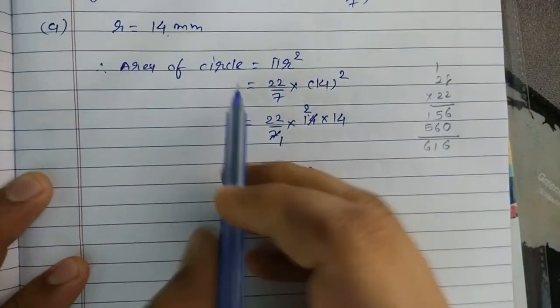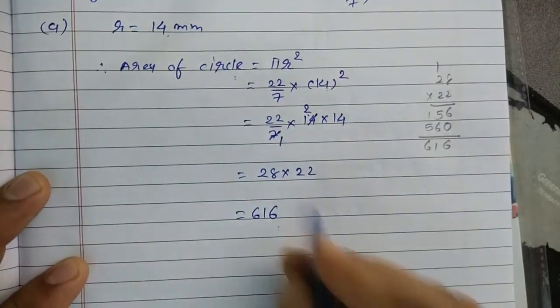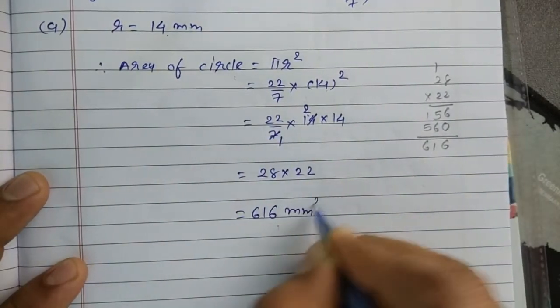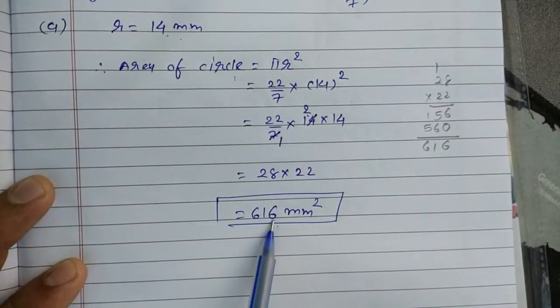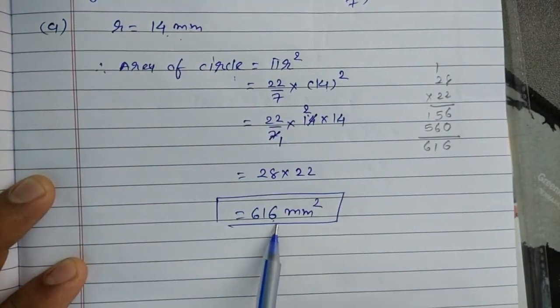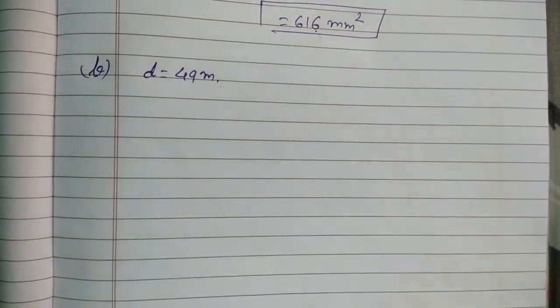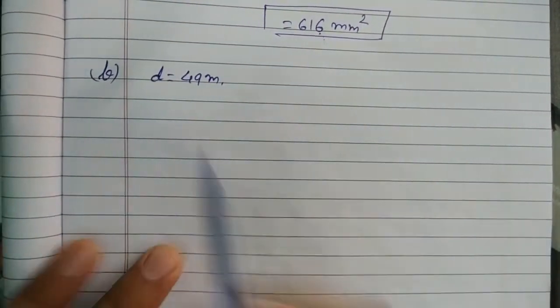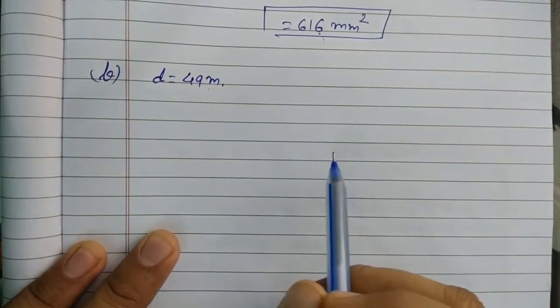Now here area of circle is 616. What will be the unit? Here millimeter is given, so the unit will be millimeter square. So area of circle having 14 millimeter is 616 millimeter square. Next, sum B. Here diameter is given, 49 meter, and we have to find area.